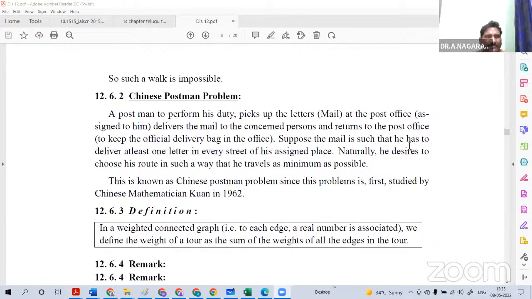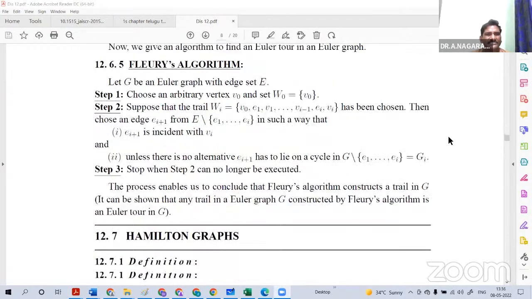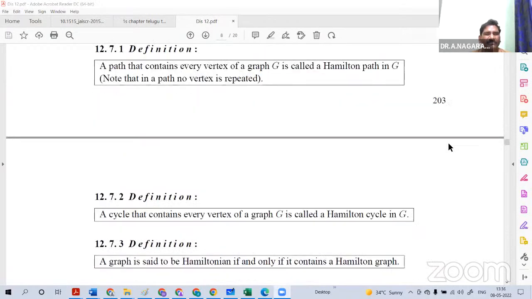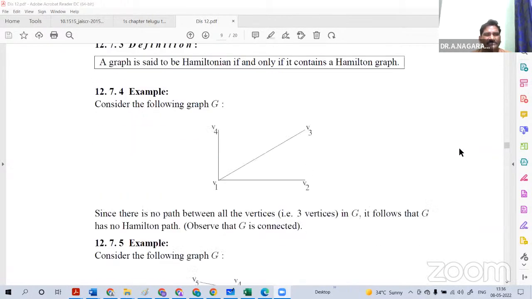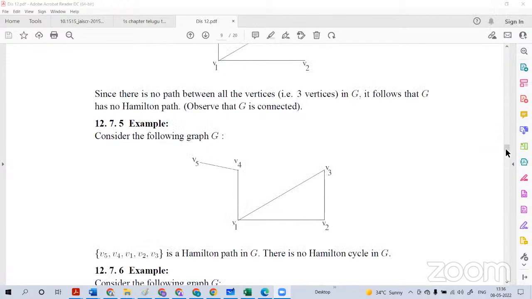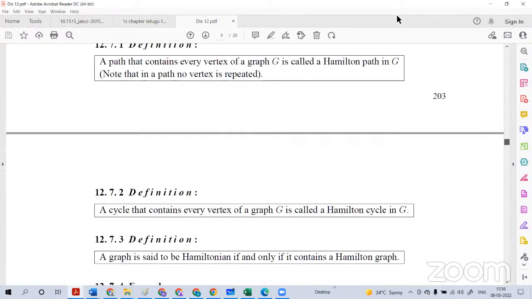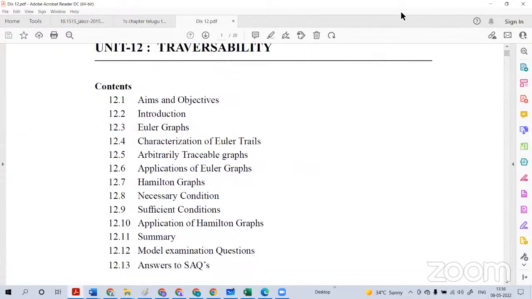Actually, time is up. We will discuss this concept, the Euler theorem and graph theorem, in the next class. Okay, sir. Anyway, thank you all. In the next class. Thank you, sir. I already informed you that from the exam point of view, you should refer to the last five question papers.